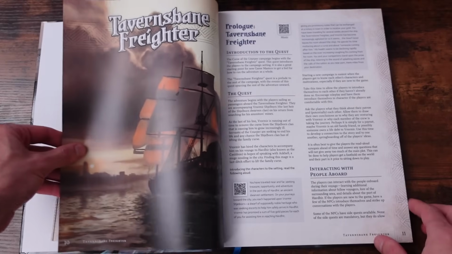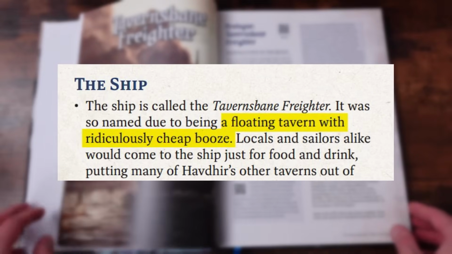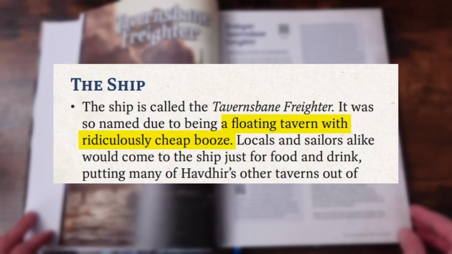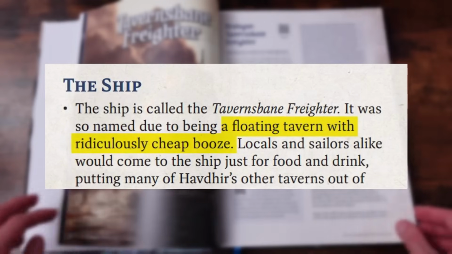For example, they sent me this review copy of Book 1, Trouble in Havdir, which starts off on a seafaring introductory quest, Tavernsbane Freighter. The ship was so named due to being a floating tavern with ridiculously cheap booze, so whenever it comes to port, all the locals and sailors flock to it, hurting the business of more traditional taverns. So easy to put that into any game, and that's the theme here.